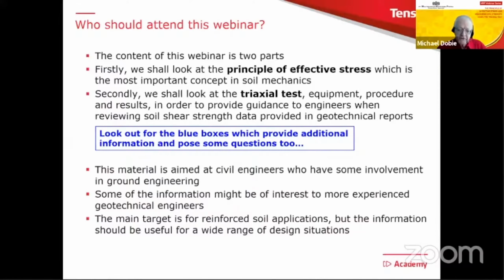Now, the material today is aimed at civil engineers, particularly those who have involvement in ground engineering. More experienced geotechnical engineers might find this useful, but the main target, of course, from the point of view of what I work in, is reinforced soil applications, but it's appropriate to any kind of soil structure. So I hope a wide range of people might find this useful.